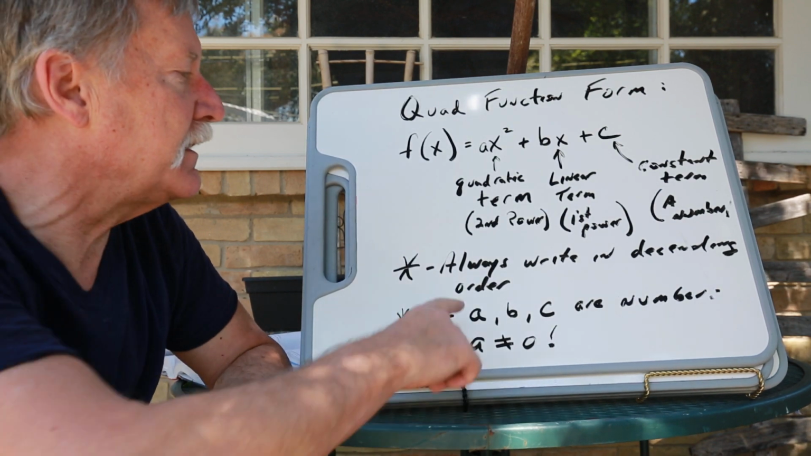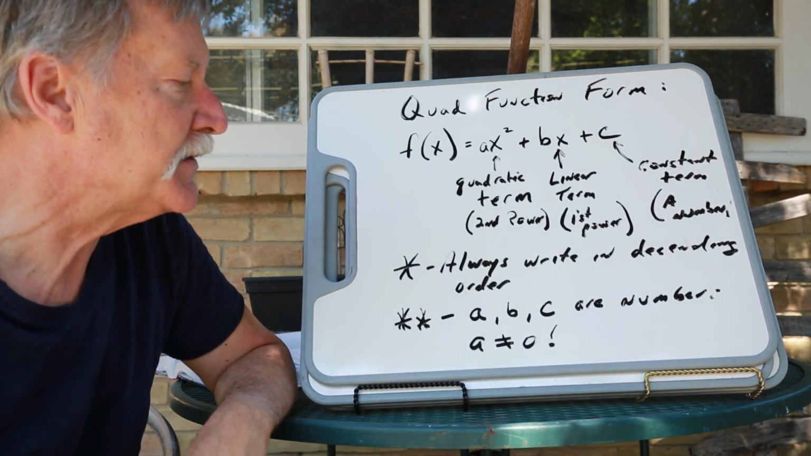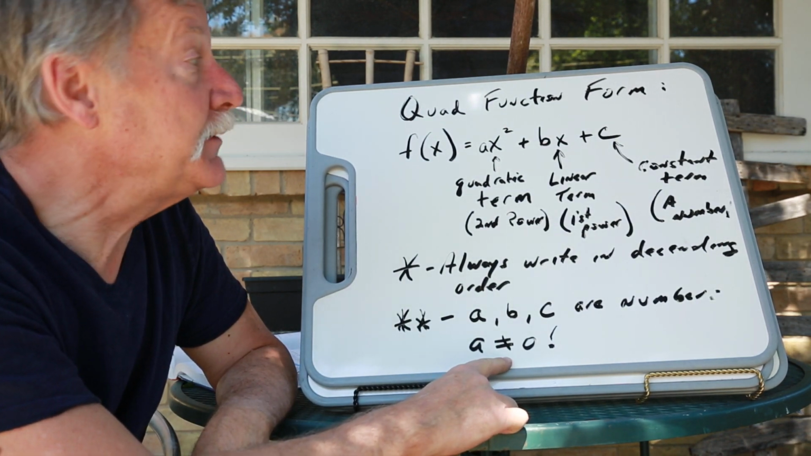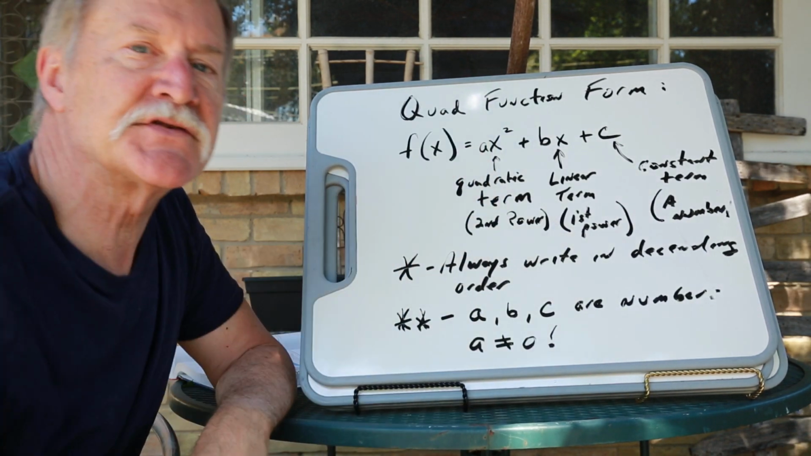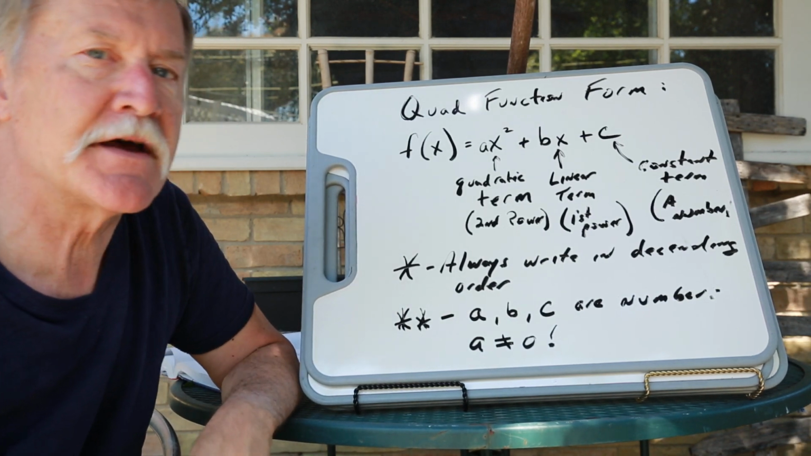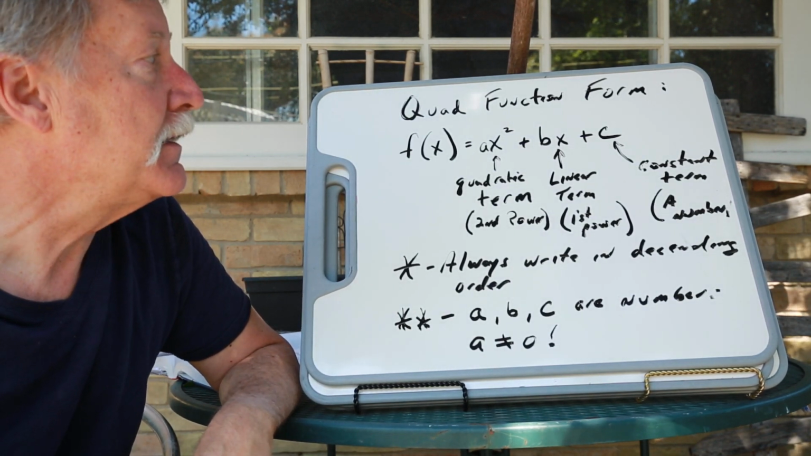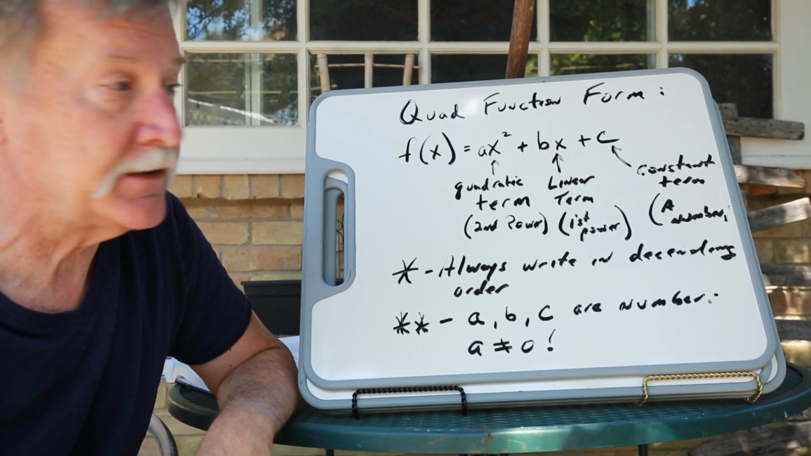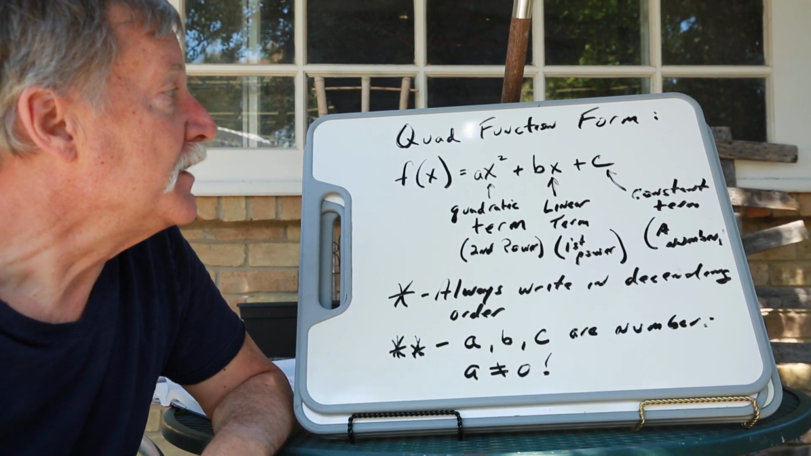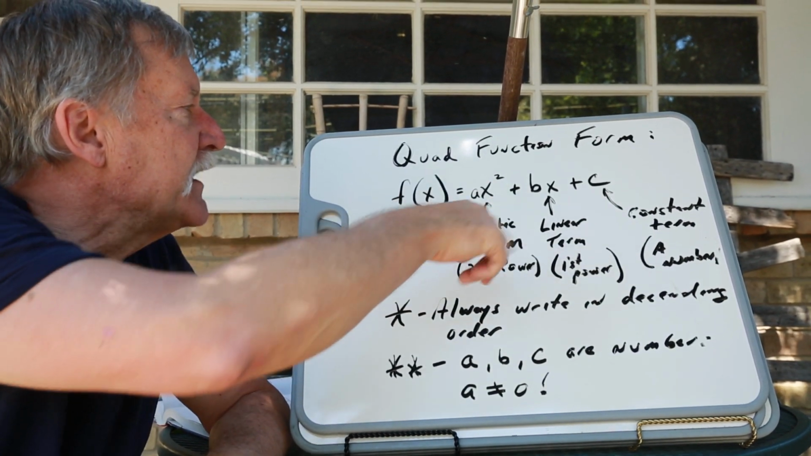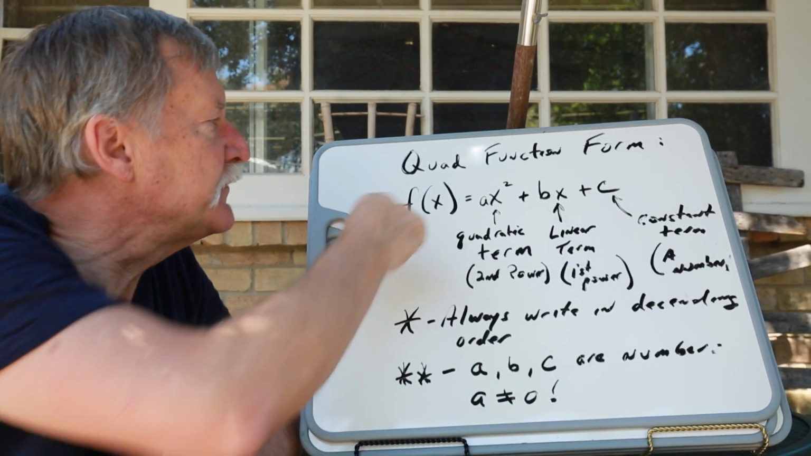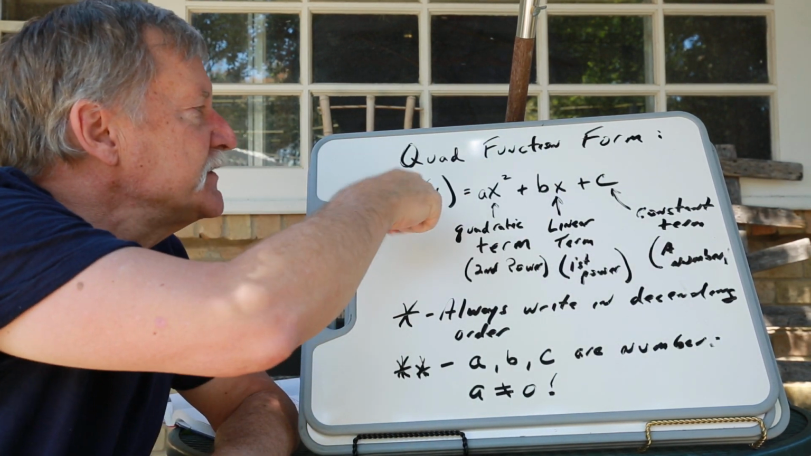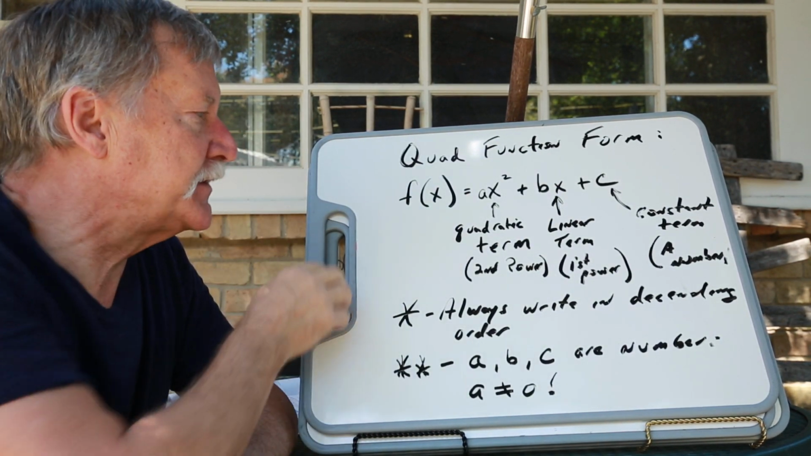Understand that a, b, and c are numbers, but a cannot be 0. Why? Because if a is 0, the x squared goes away, and it's not a quadratic function anymore. If you don't have a squared term, it's not quadratic. Right? So this is the particular form, f of x, and we know that f of x is the same thing as y. Right? X is the input, f of x is the output that you get.